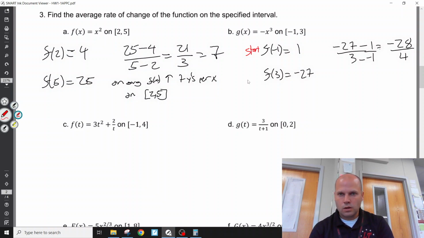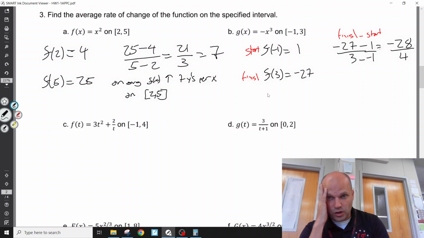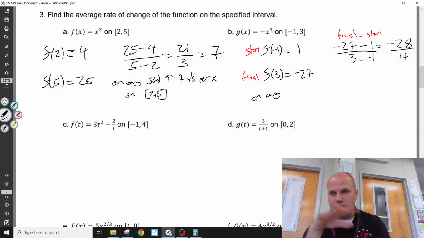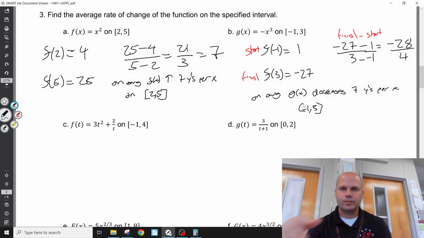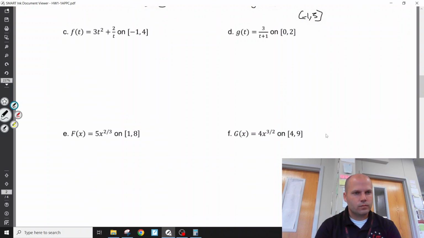Start, finish. Finish minus start. Negative 28 divided by 4 is negative 7. So negative 7 on average. I'm going to write this one more time and then I'm going to stop. On average, g of x decreases 7 y's per x from negative 1 to 3. Cool. I'm going to just say the statement, but I'm not going to write it down.